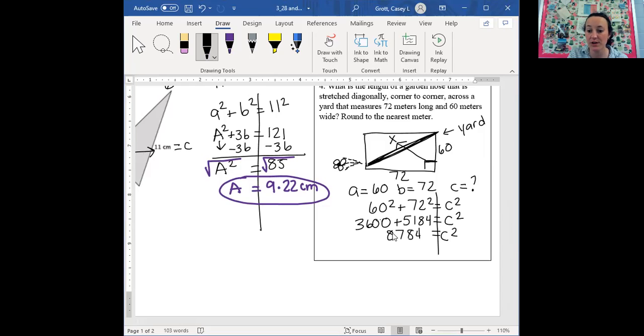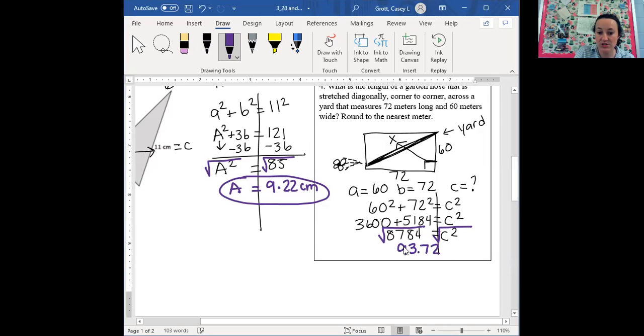Anytime we solve for a variable, the variable has to be by itself. So this variable is being squared right now. Not okay. We need to undo that. In order to undo it, we're going to take the square root. Coming back to my calculator, the square root of 8,784, guys, use a calculator, gets me approximately 97, just kidding, 93.72 is equal to C.